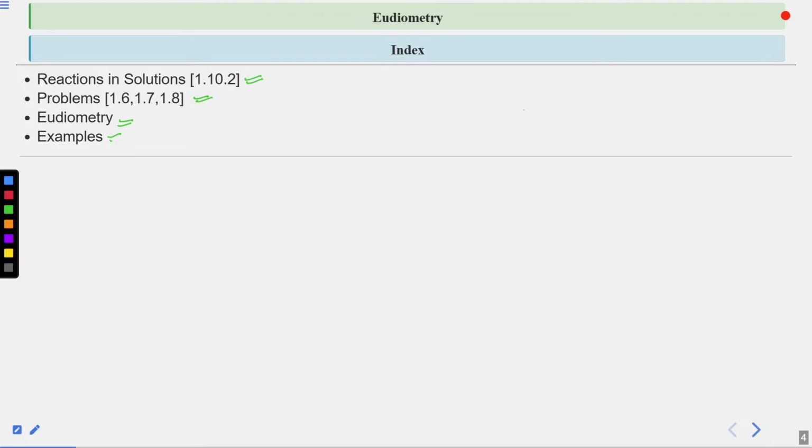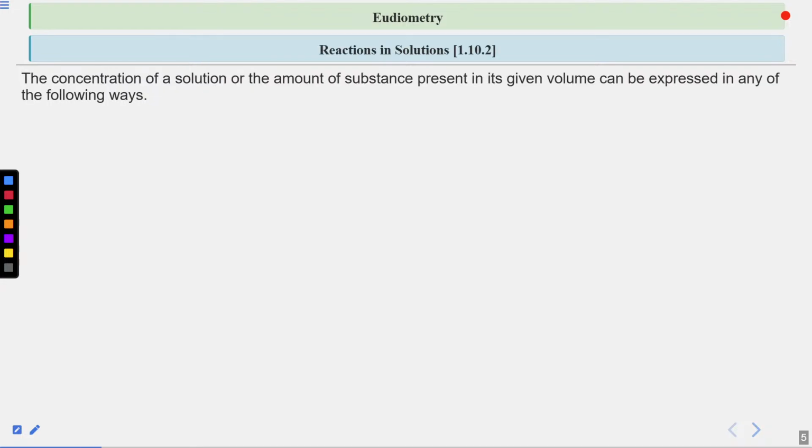Okay. So let's start today's class. First of all, I will tell you about the reaction in solution. In this, I will deal with the concentration terms. The first thing is about the concentration terms, and this can be expressed in the following ways.